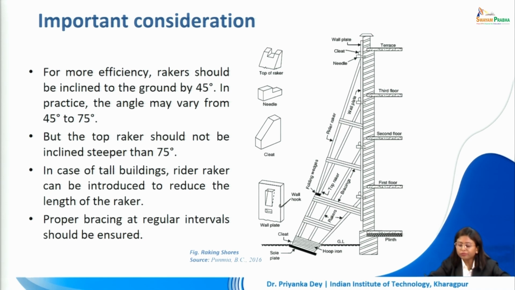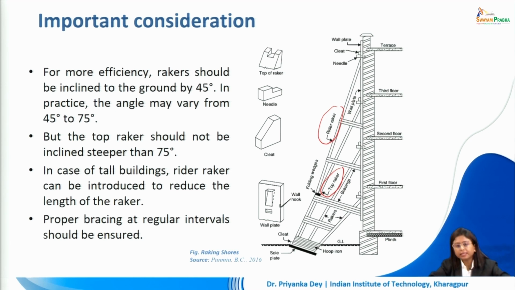Now, towards the top of the rakers, we have something called the top raker, which is then surmounted by the rider raker. We ensure that this angle doesn't exceed 75 degrees. Now, in case of tall buildings, we add the rider raker in order to reduce the length of the raker. So, let us say above the top raker, we are adding another raker, and the angle has to be maintained at 75 degrees. So, we want to restrict the length of the raker, which is at the top for a very tall building. That is when the rider raker comes in place.